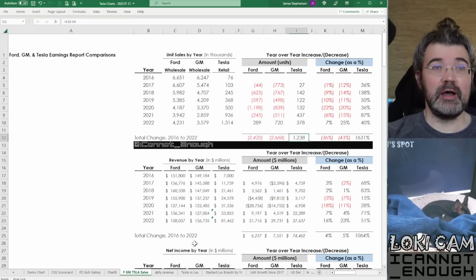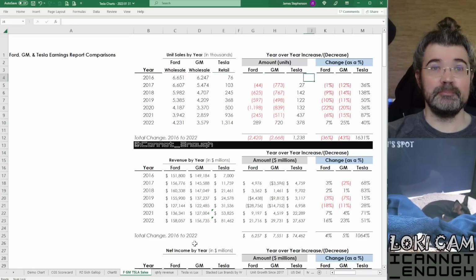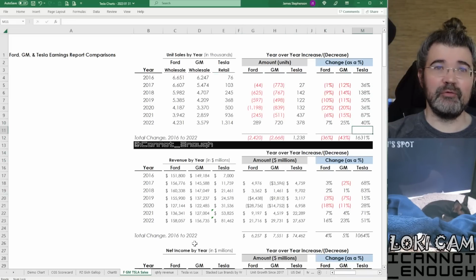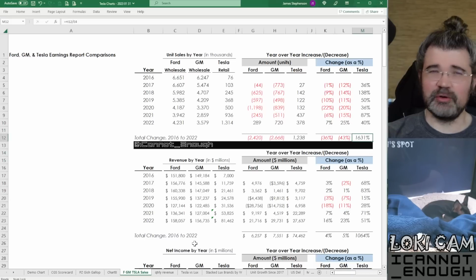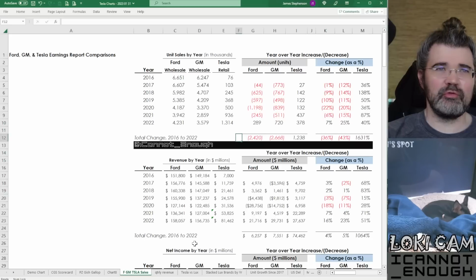How much is Tesla up? They're up 1.2 million from a base of 0.1 million. So that is a 1,631% increase for Tesla over the same time period from admittedly a very low base. So those are the numbers for units.